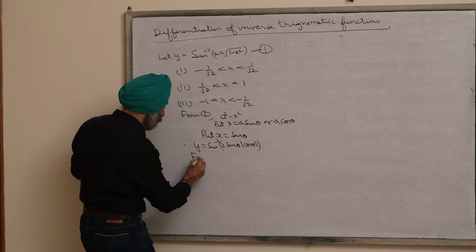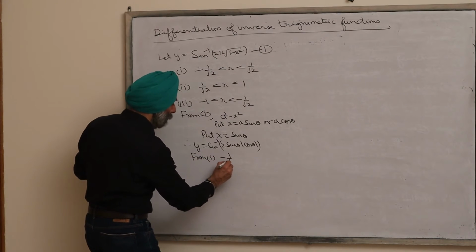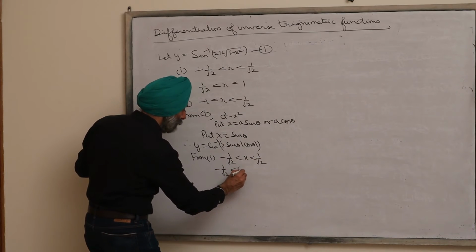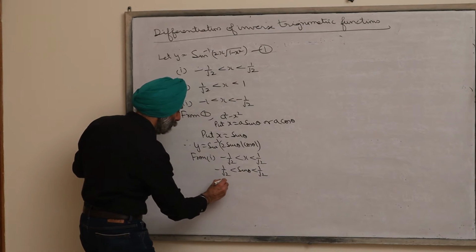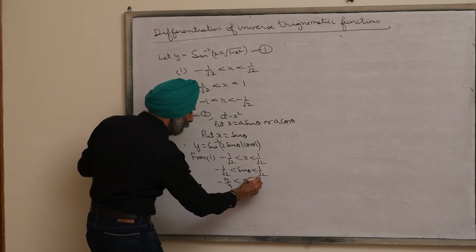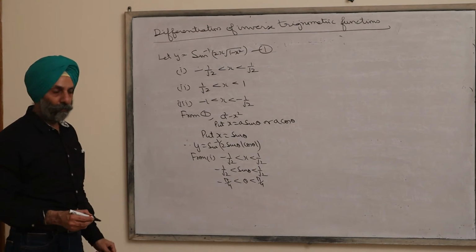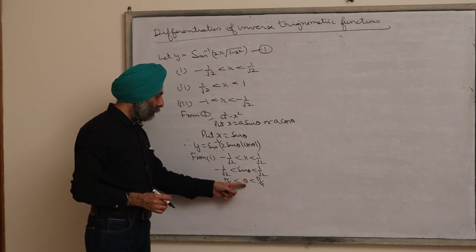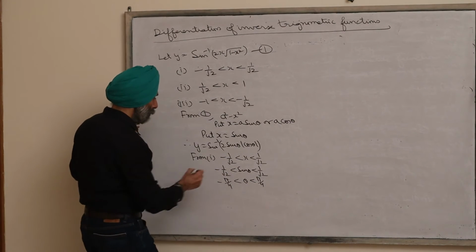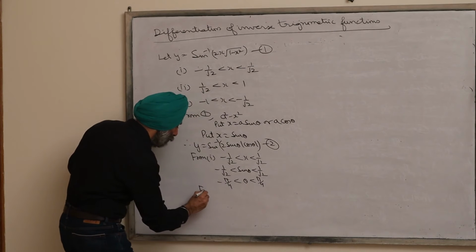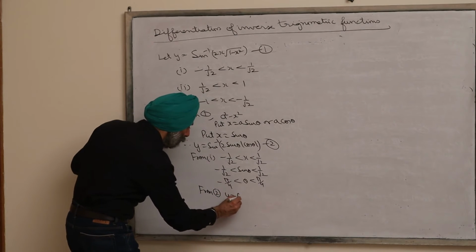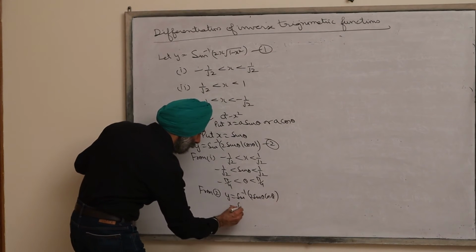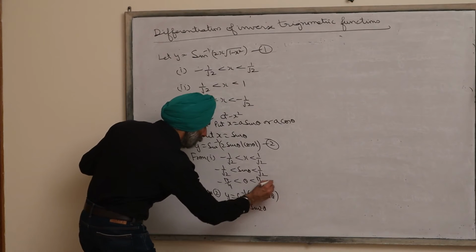Now from first, x belongs to minus 1 over root 2 to 1 over root 2, that is sin theta belongs to minus 1 over root 2 to 1 over root 2. That is theta belongs to minus pi by 4 to pi by 4 here. Since mod of cos theta is positive when theta belongs to first quadrant and the fourth quadrant, therefore from 2, y is equal to sine inverse of 2 sine theta into cos theta, which is your sine inverse of sine 2 theta.